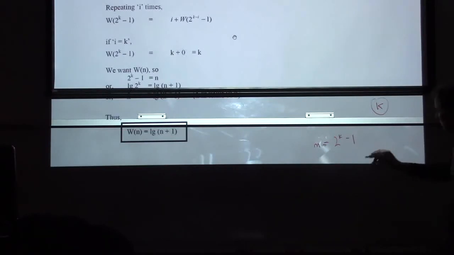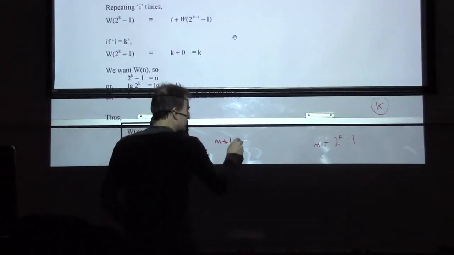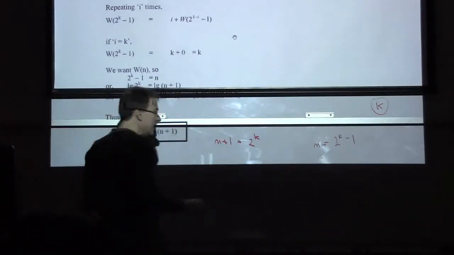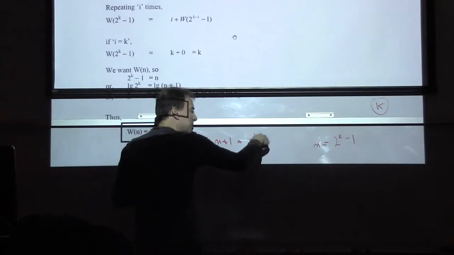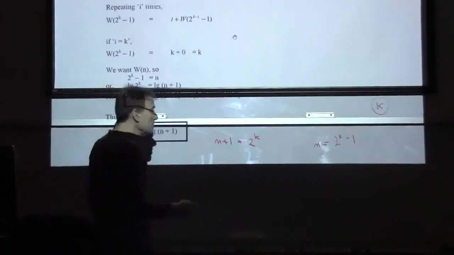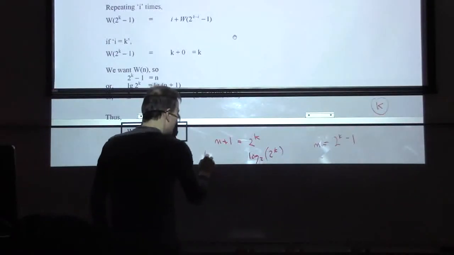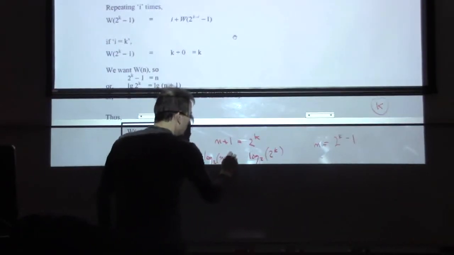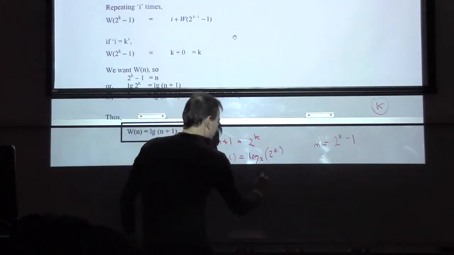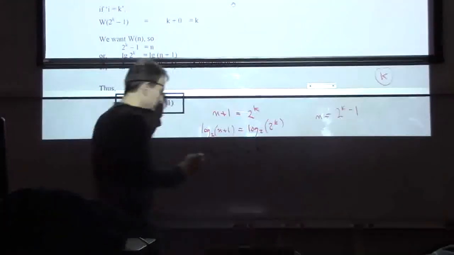So therefore, we're going to rewrite this by adding 1 to both sides. We get n plus 1 is equal to 2 to the k, right? And now we want to solve for k. To solve for k, how do we make the k drop out? We take the inverse function of the exponential 2, which is log base 2. So we take log base 2 of 2 to the k is equal to log base 2 of n plus 1. 2 to what power is 2 to the k? k. So k is equal to log base 2 of n plus 1.